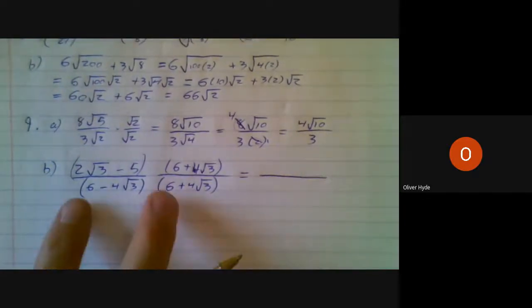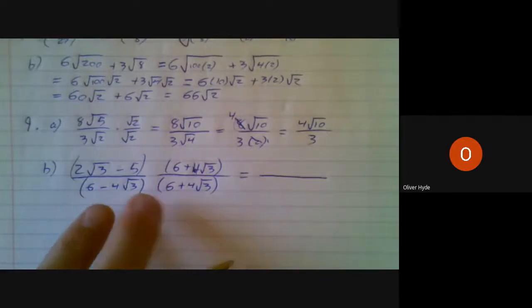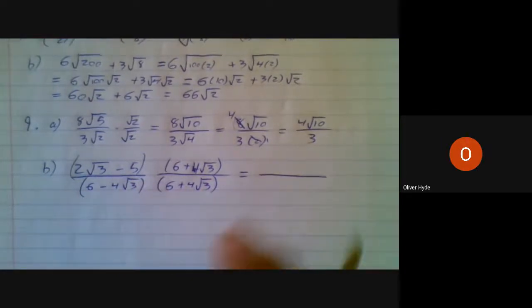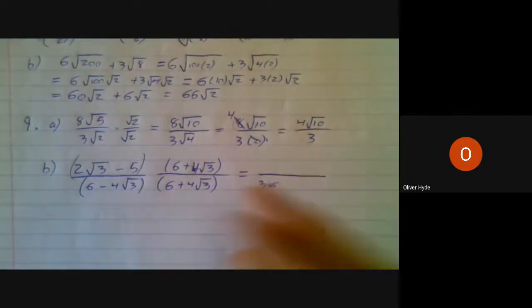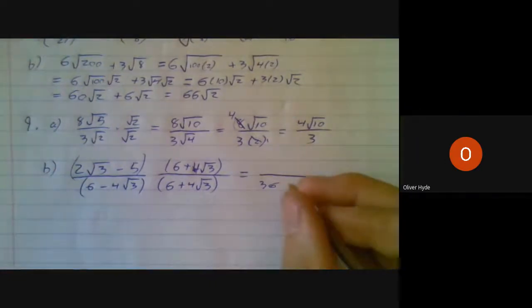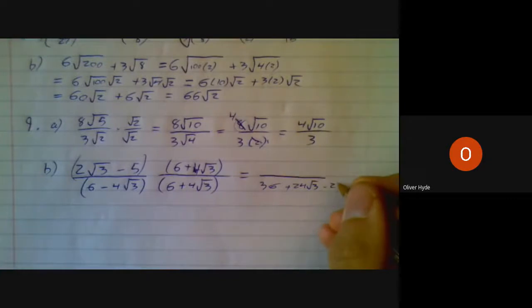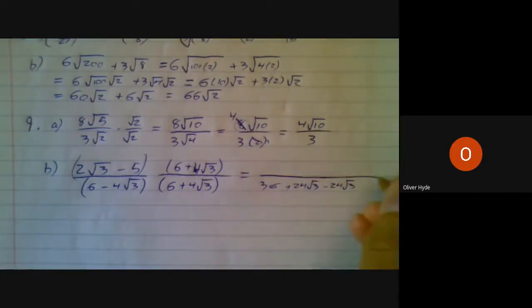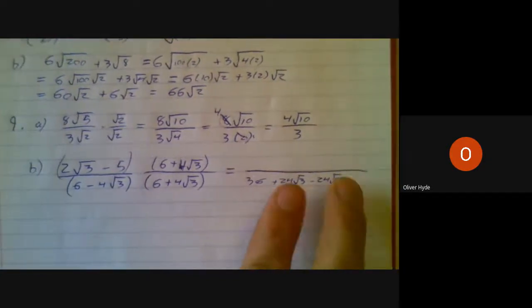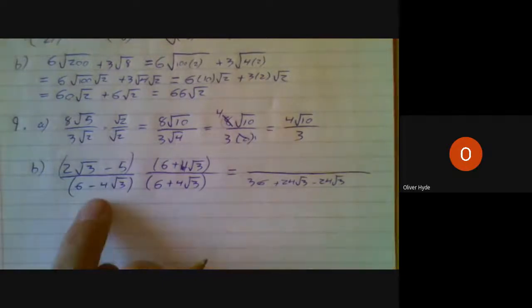Let's see. I'm going to multiply these two terms by those two terms. So the 6 times 6 will give me 36. I'll have a plus 24 root 3. I'll have a minus 24 root 3. Now, some students skip this step because, again, by design, they want this to simplify to 0.